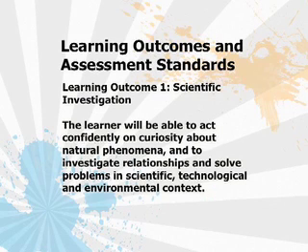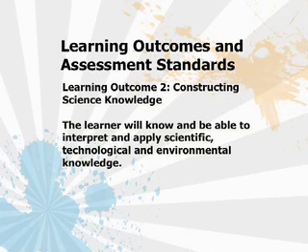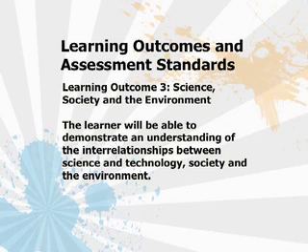Learning outcome number 1, scientific investigations. The learner will be able to act confidently on curiosity about natural phenomena and to investigate relationships and solve problems in scientific, technological, and environmental contexts. Learning outcome number 2, constructing science knowledge. The learner will know and be able to interpret and apply scientific, technological, and environmental knowledge. Learning outcome number 3, science, society, and the environment. The learner will be able to demonstrate an understanding of the interrelationships between science and technology, society, and the environment.